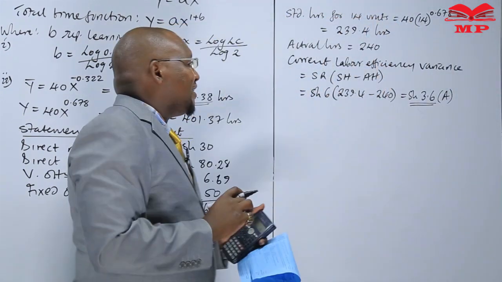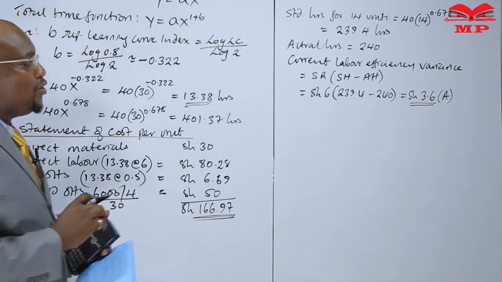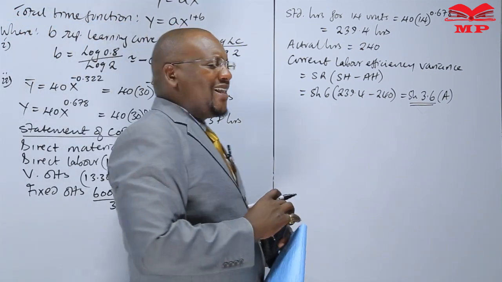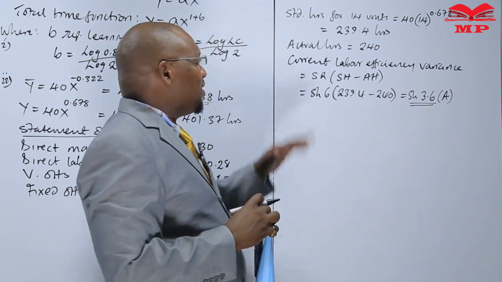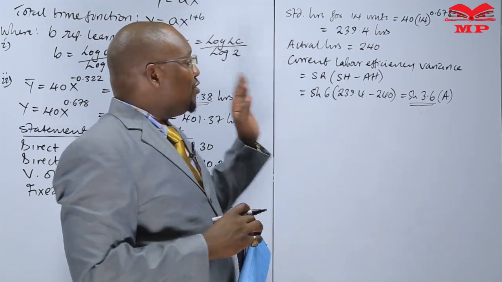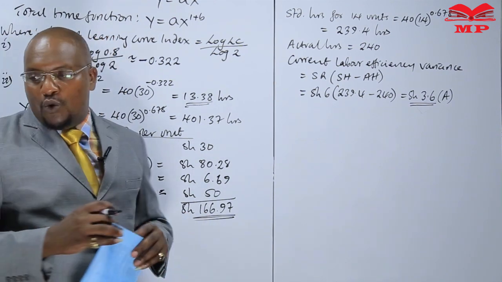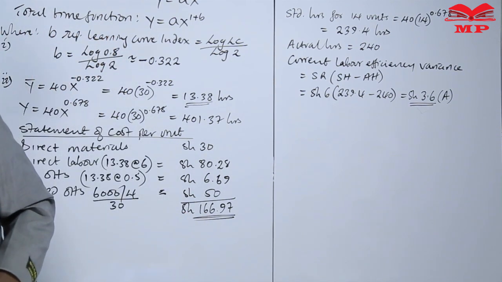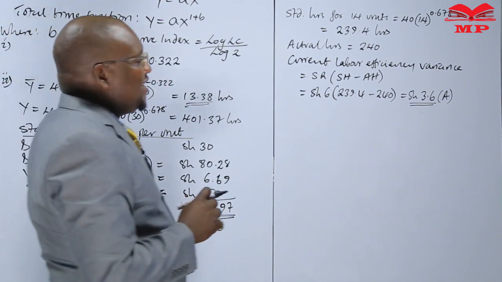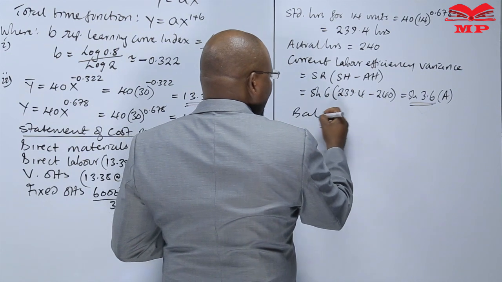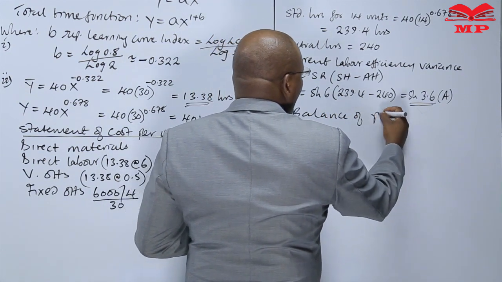Adverse because we have overused. We were to use 239.4, but we have used 240. That means that we have used higher by 0.6. But that's not that bad, because we still have some more units. We actually have the 16 units more to go. What happens should you want to address the balance of production?